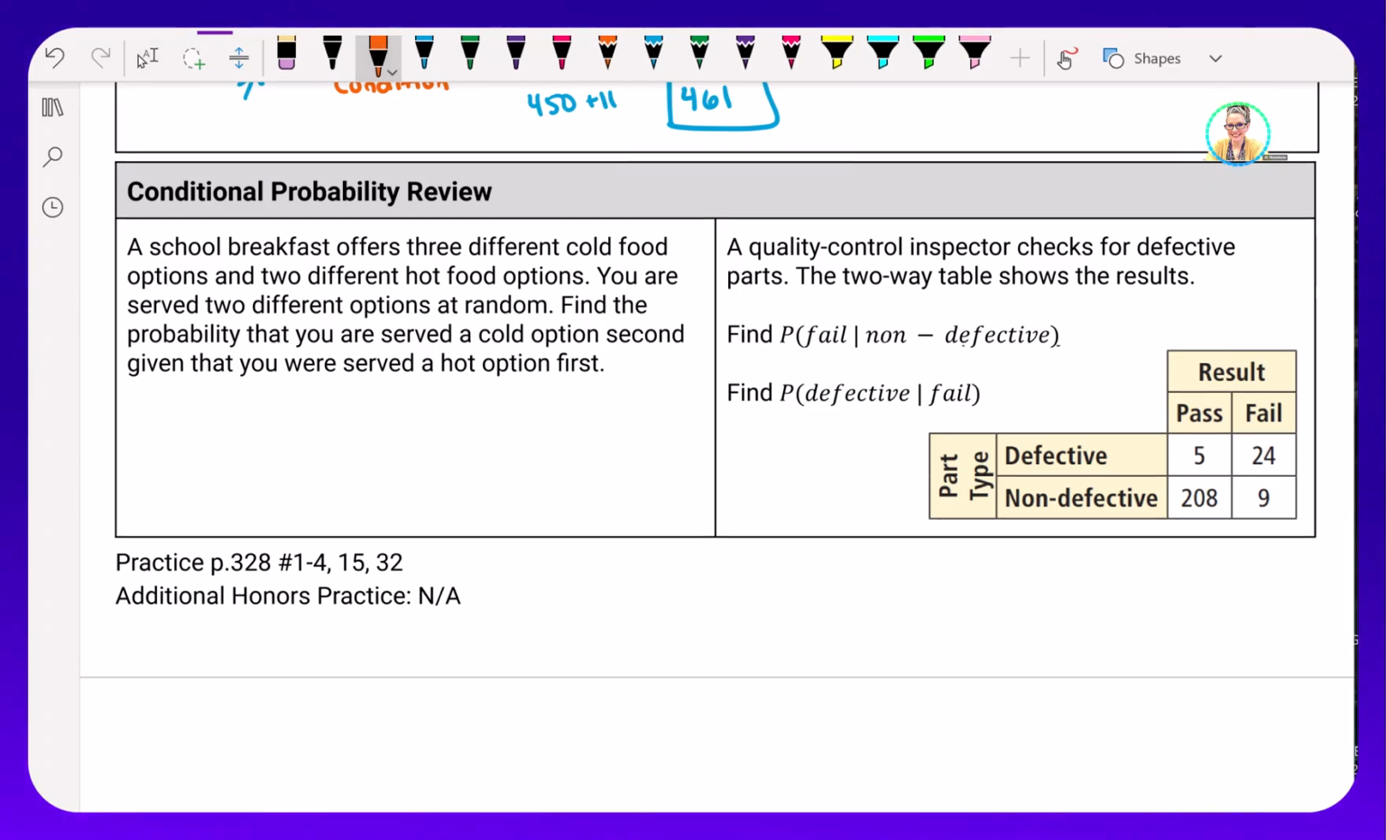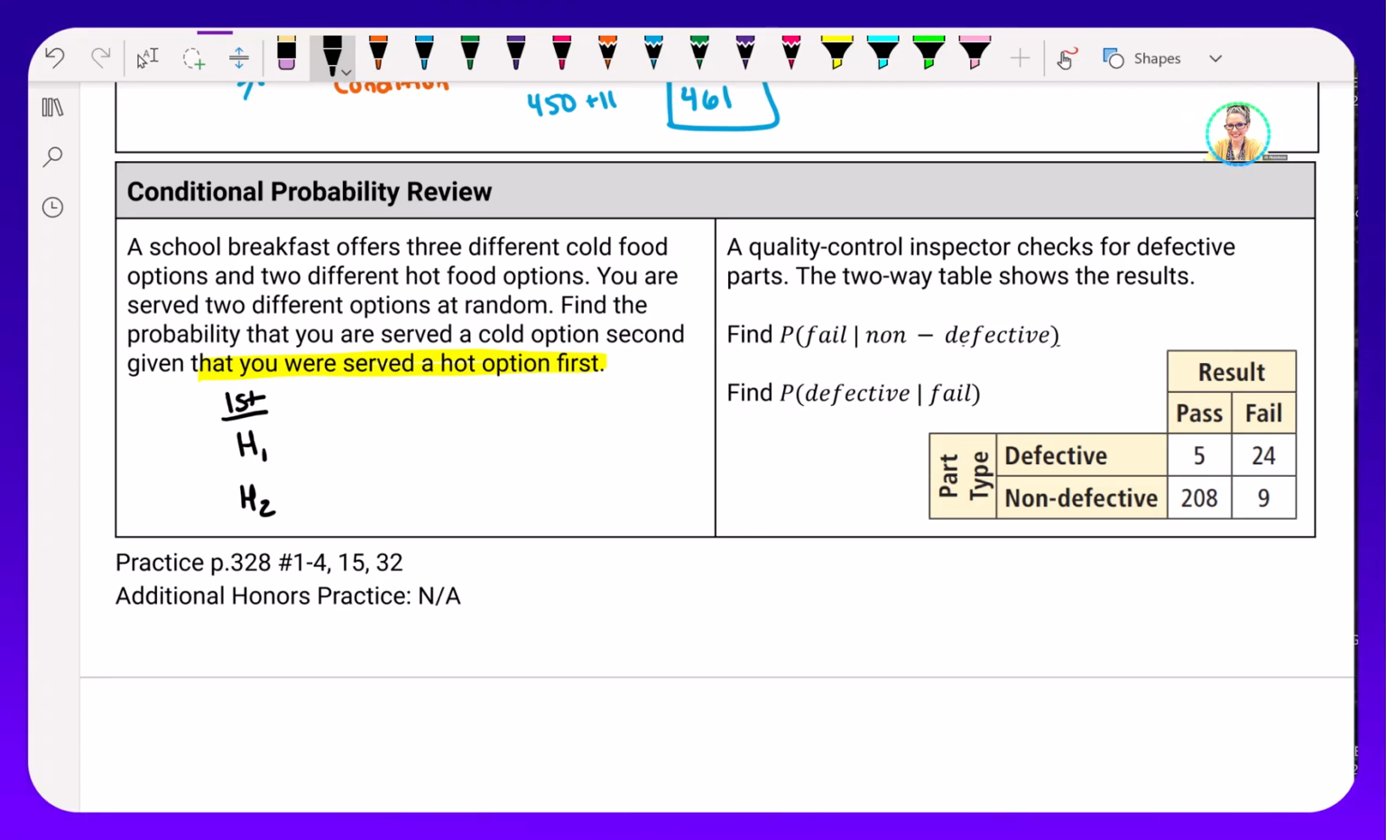Okay, so on this first one, what you could do is make a complete tree diagram, but I'm not going to do that because I'm limited. Let's see if we can find that limitation, or that condition. It says, given that you were served a hot option first. Well, how many hot options do we have? We have 2. So for my first choice, I'm only going to have option 1 or option 2 for that hot option.